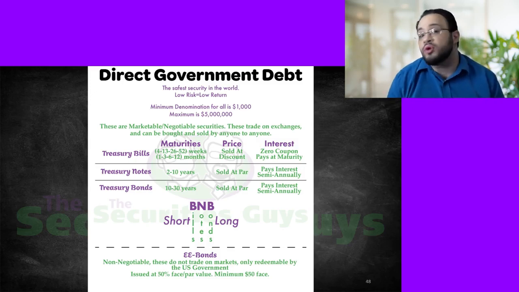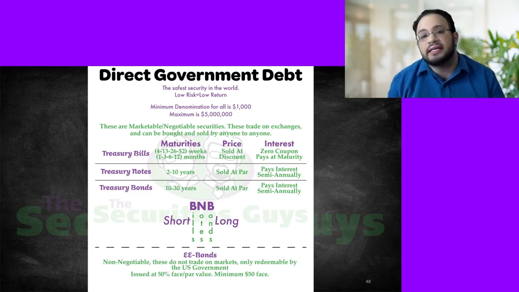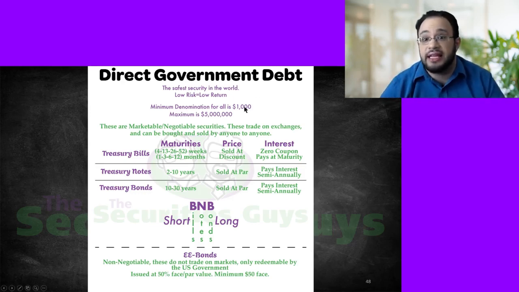The other law, which we're going to be discussing more later, we don't really need it quite as much, is the idea of supply and demand. But as I said, we're going to be getting to that in a later unit. The minimum denomination for all of these is $1,000. They can't be any less, but they could be all the way up to $5 million.